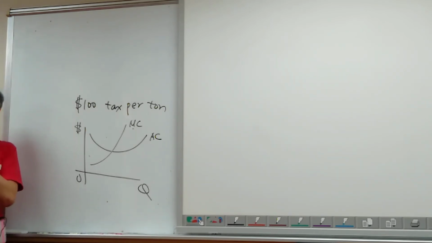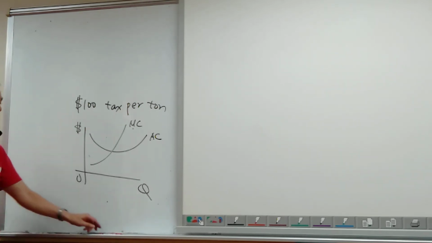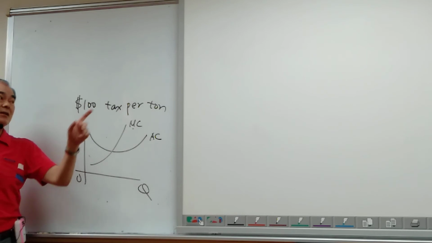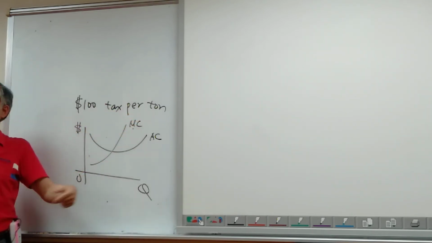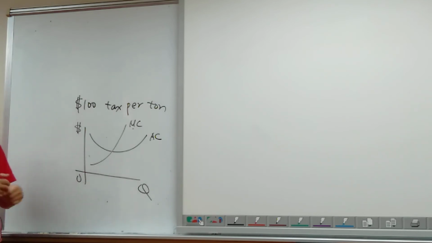What will happen if there's a tax, $100 per ton? Okay, so AC will go up, right? Because it's per ton, so each ton will go up by $100. Okay. What about MC?